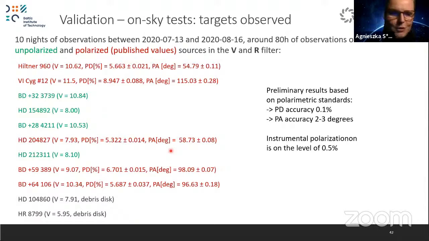Okay, I will finish soon. During the summer, I was here in Piwnice performing the calibration of this polarimeter. Here you have the list of unpolarized and polarized standards, together with the values of polarization degree and position angle. We also observed a few debris disks, and from our results I can say that polarization accuracy is at the level of 0.1, whereas the position angle is a few degrees, and the instrumental polarization is 0.5%.